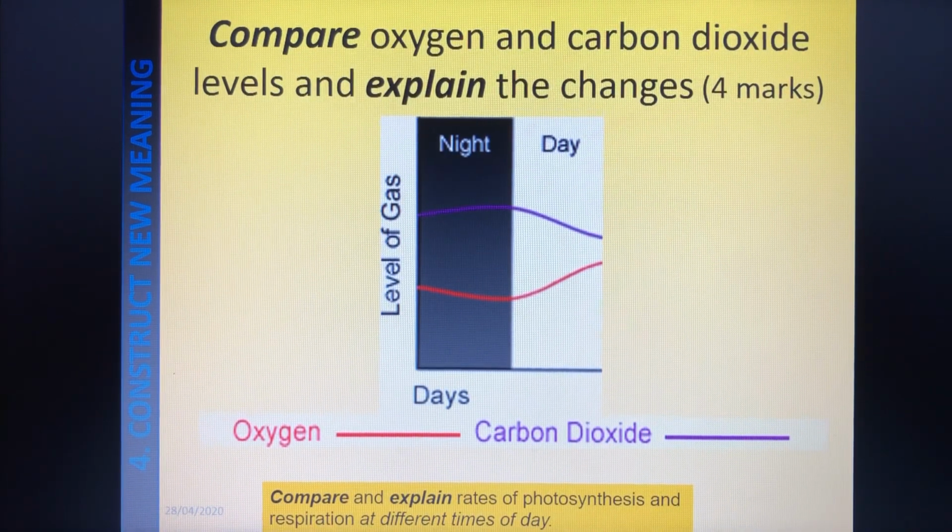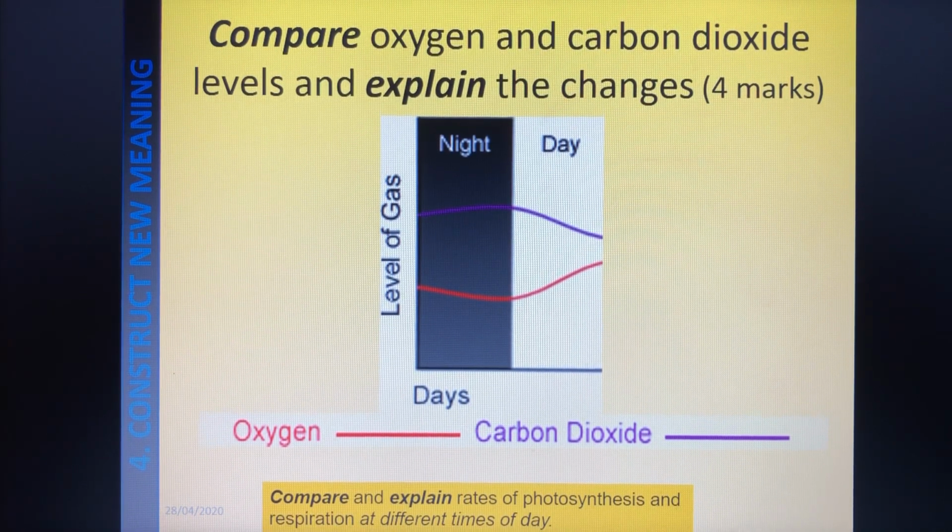Okay, now this is in a different form of basically the same information we've just had. Now what we've got to picture is that we're looking at plants in an enclosed environment. Okay, what I mean by that is we're looking at them in a greenhouse. Now if we could monitor the concentration of oxygen and carbon dioxide in that greenhouse, how would we see those 2 different gases fluctuate, change over night and day?